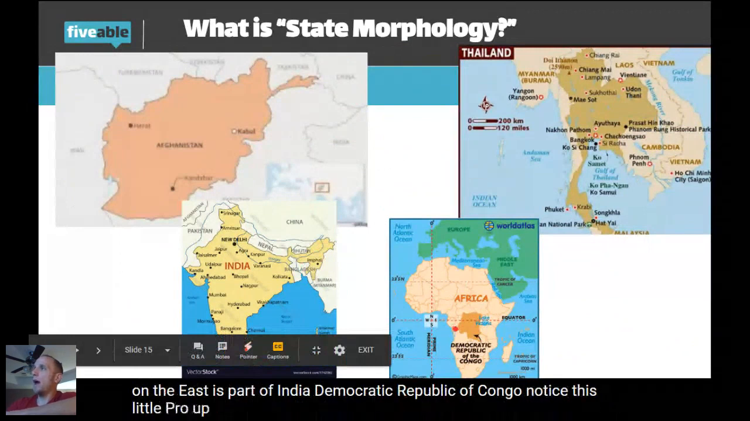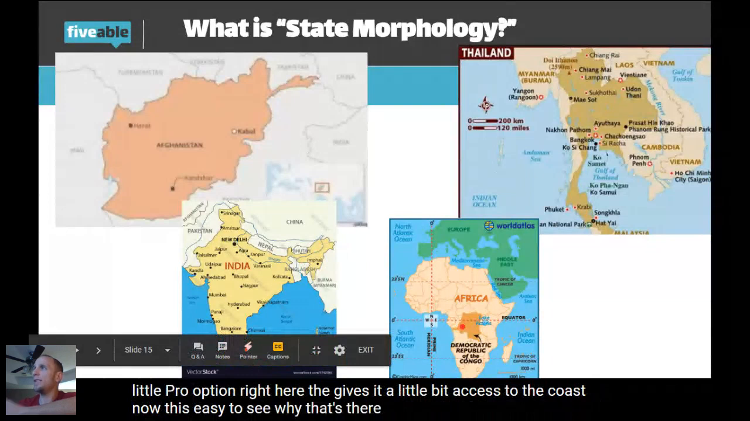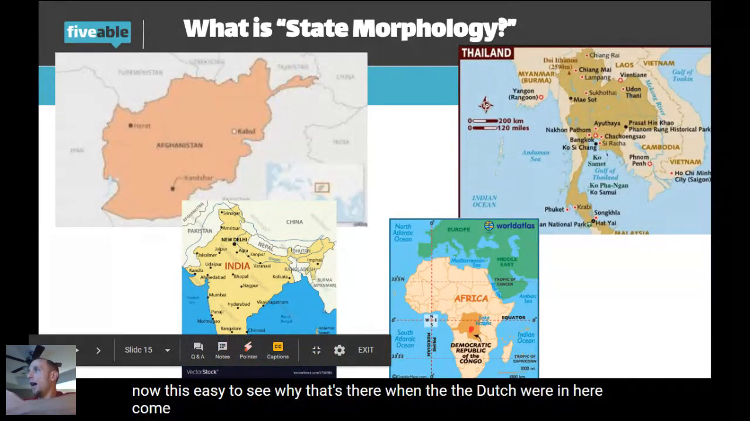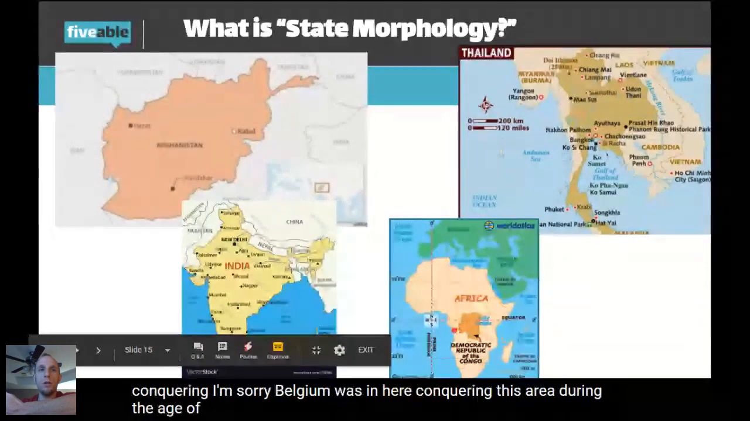Democratic Republic of Congo, notice this little proruption right here that gives it a little bit of access to the coast. Now, it's easy to see why that's there. When the Dutch were in here, Belgium was in here conquering this area during the Age of Imperialism.